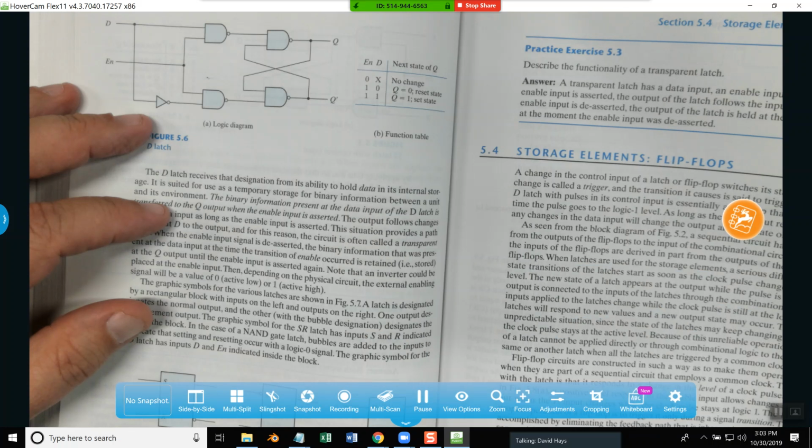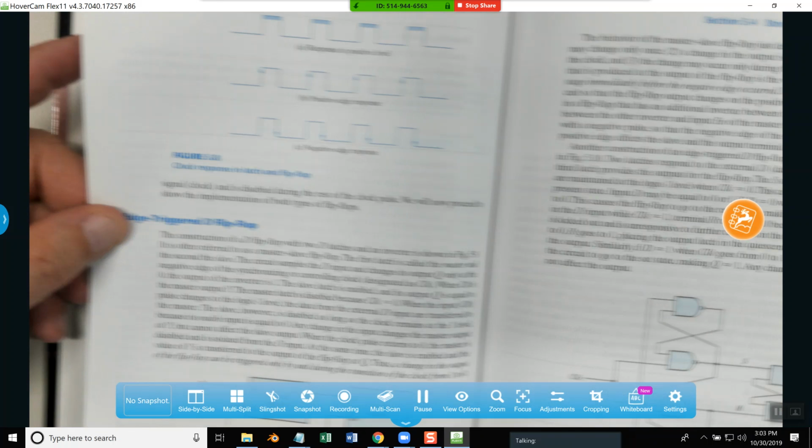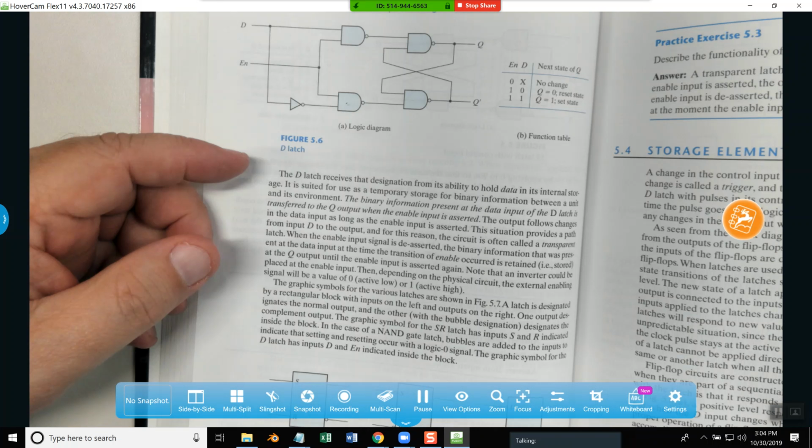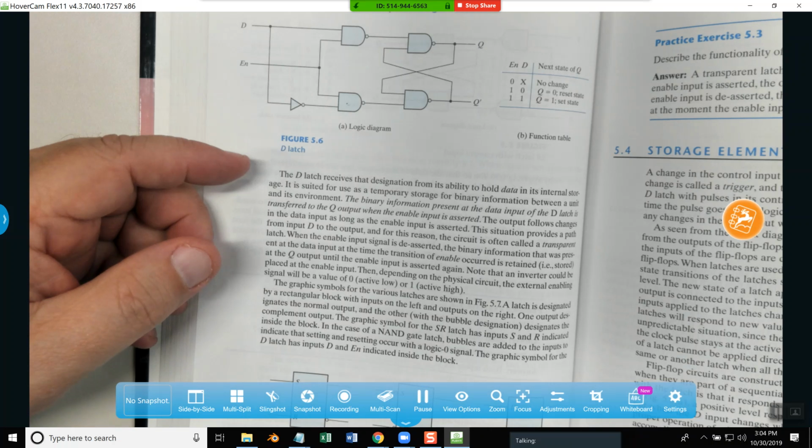Positive level response. Enable input allows changes in output. Okay, it doesn't show the enable. He was talking about it. Positive transition is defined as a positive edge, and negative transitions as a negative edge.